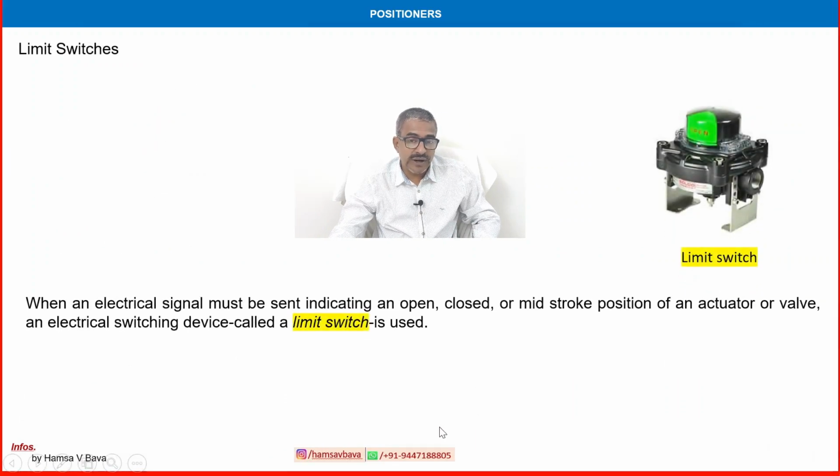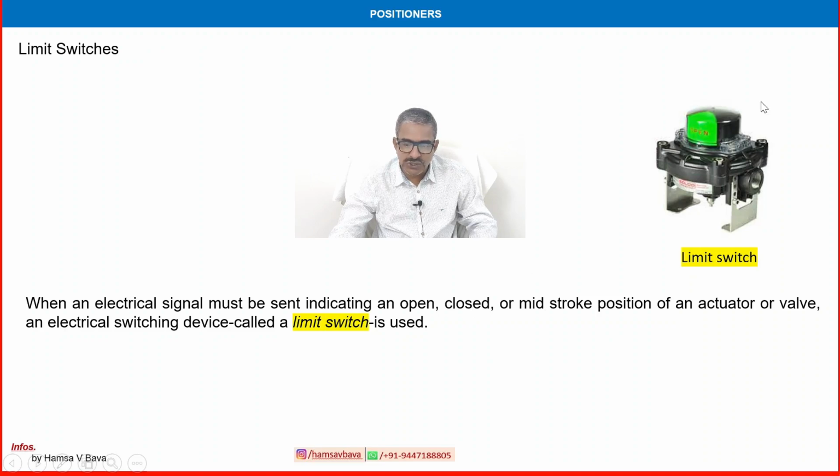Limit switches, next one. This is the limit switch picture. When an electrical signal must be sent indicating an open, closed or mid-stroke position of an actuator or valve, an electrical switching device called a limit switch is used. So the limit switch provides the current position of the valve opening or closing, or mid-stroke, of the actuation system, sent back to the control room to identify the exact present position.